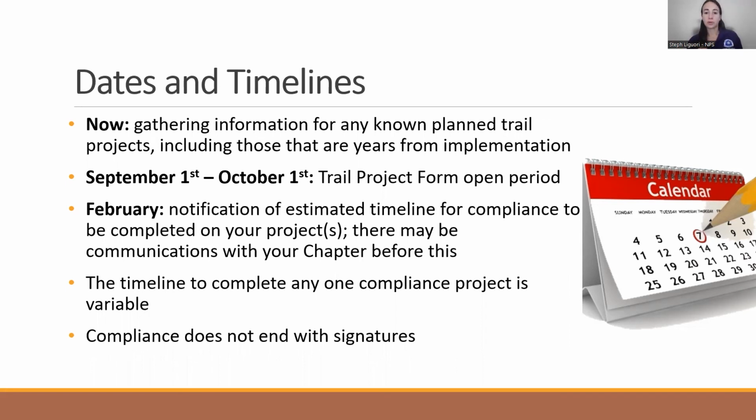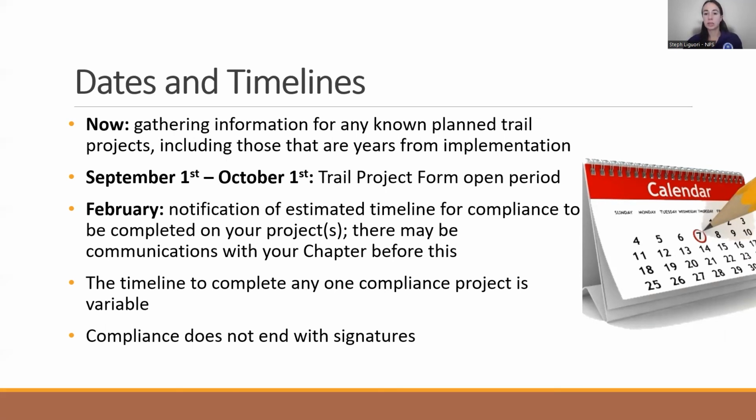So starting on September 1st, all the way through October 1st, the Trail Project form is open and available to you to submit projects. Same web address, you can find it in the same location on the NCTA's website as the past 2 years. And so you can submit anytime during this month. After October 1st, the Trail Project form does close to submittals. And by at least late February, you'll start to receive notifications from me about the estimated timing of your project's compliance. Although there could very well be some communications with your chapter before that, depending on the projects you submit.